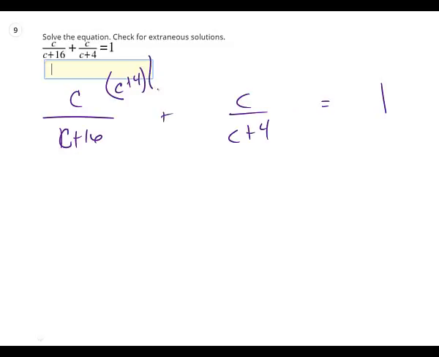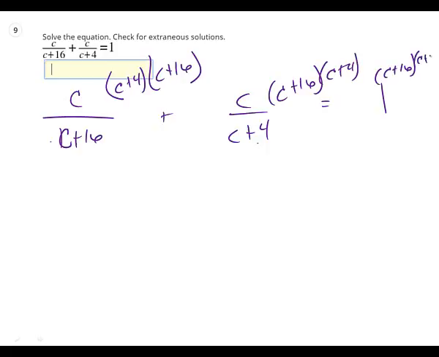C plus 4 times, remember how we circled if it was the same, and then everything else was circled in red and circled in blue, remember that? So both of them would get written down, right? Because there's nothing that matches. So they're both the LCD. C plus 4, C plus 16 times C plus 4. Okay, what cancels in this first one? Good, and we're going to distribute this C.